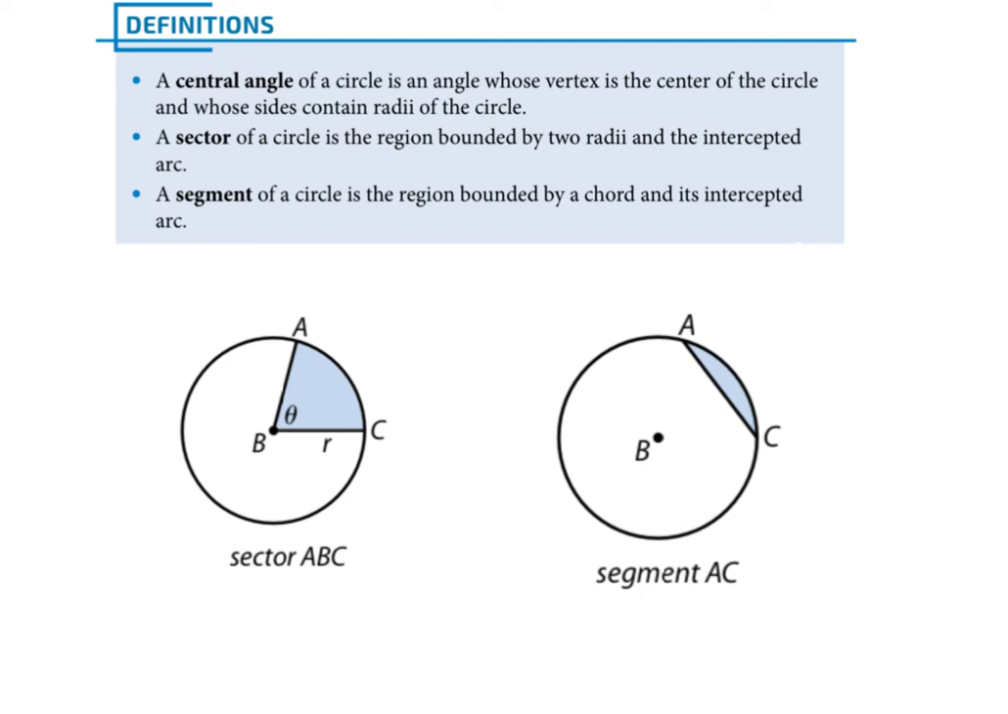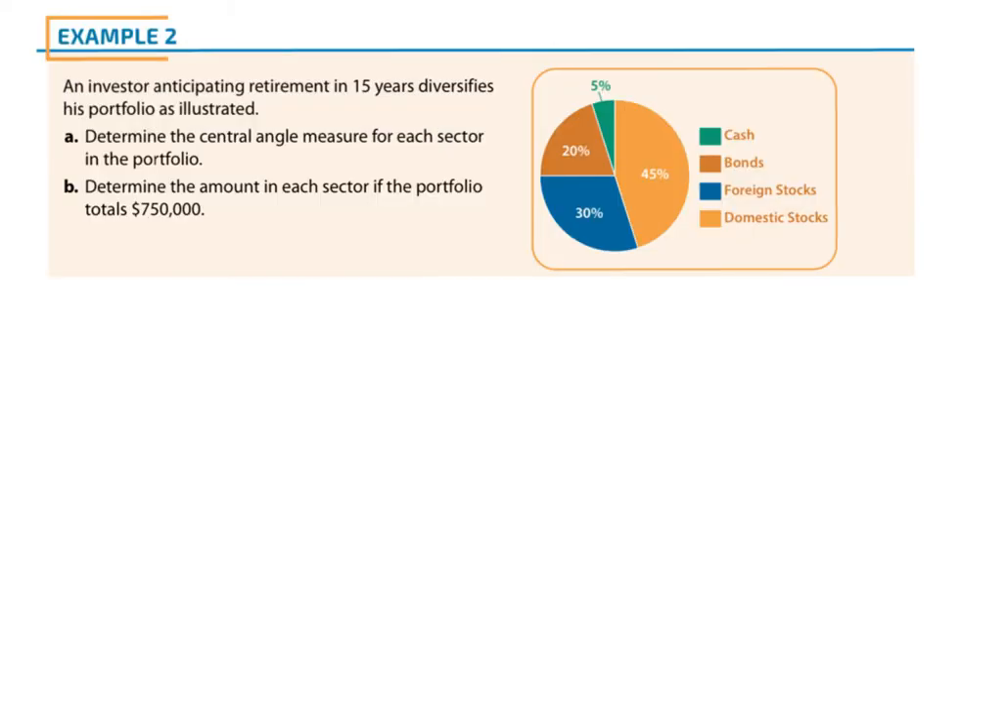You will see pie charts all the time, especially on a standardized test. They like pie charts. So this is an example of a pie chart. An investor anticipating retirement in 15 years diversifies his portfolio as illustrated. And so we have domestic stocks here. That is 45% of it. We have foreign stocks, we have bonds, and we have cash.